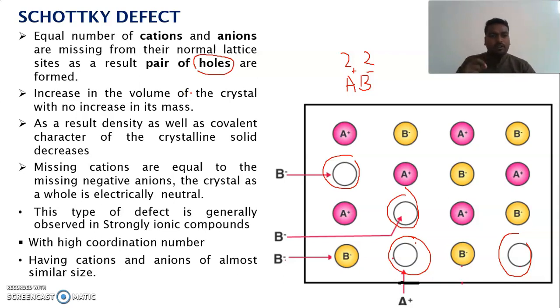That means in Schottky defect, both anions and cations are missing. As a result, density decreases, the covalent character in a crystal decreases, the coordination number also decreases, and this type of defect takes place in a crystal in which the size of cations is equal to the size of anions. So next class I am going to continue with the Frenkel defect.